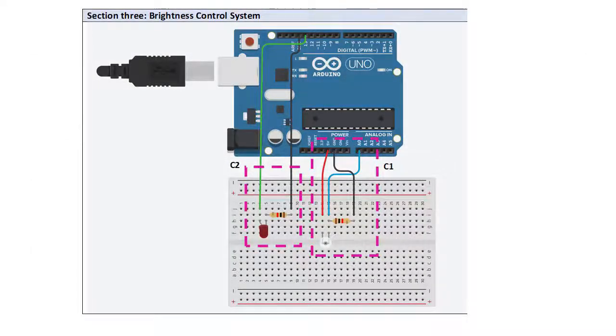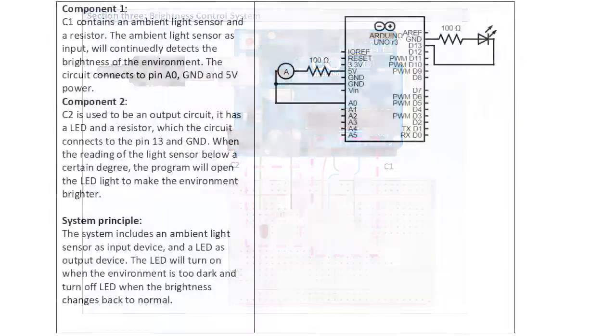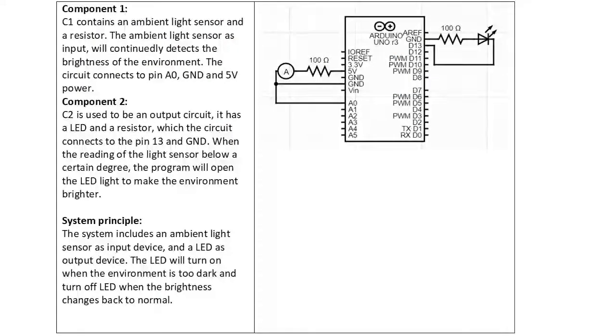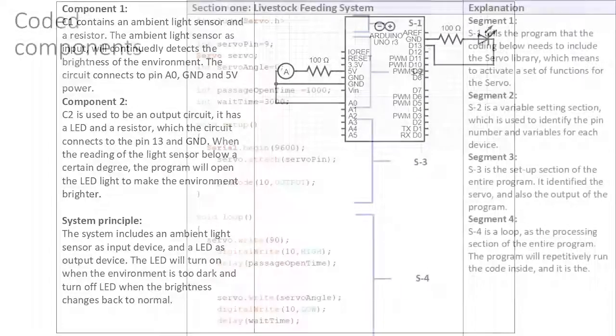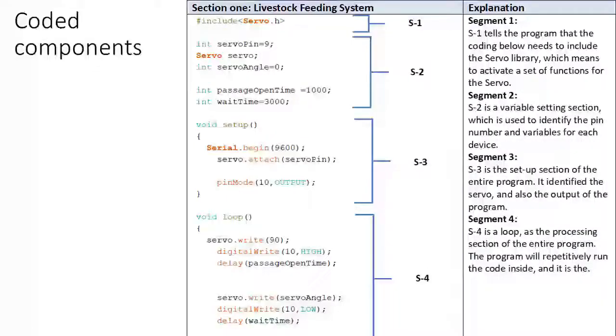Section 3. Brightness Control System. The brightness control system has two components, C1 and C2. The system includes an ambient light sensor as input device and the LED as output device. The LED will turn on when the environment is too dark and turn off when the brightness changes back to normal. Coded components.